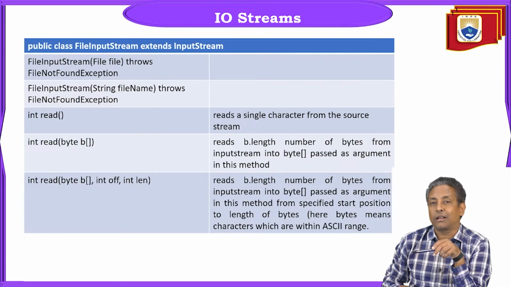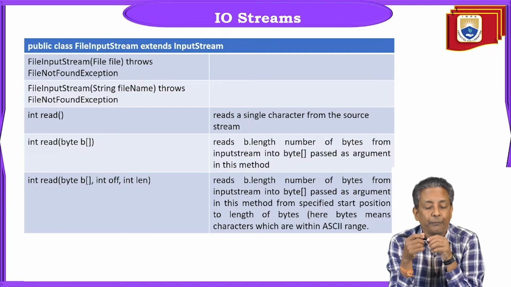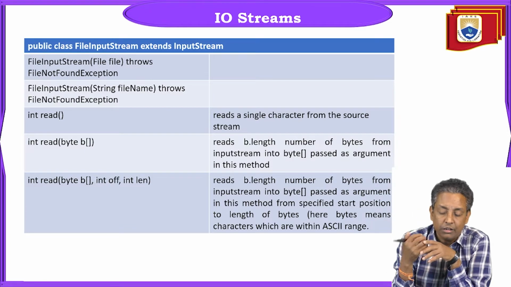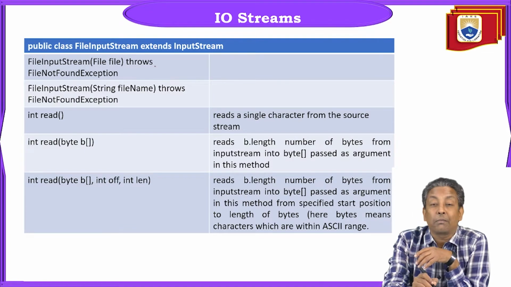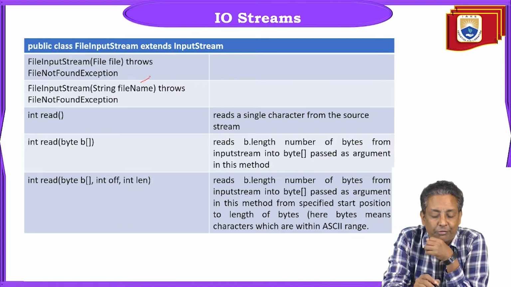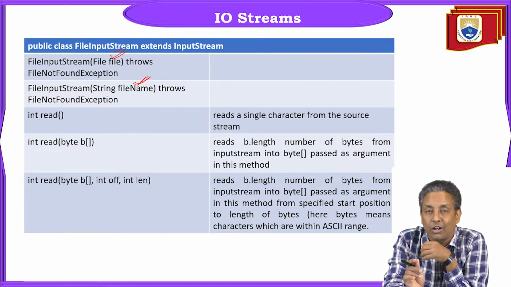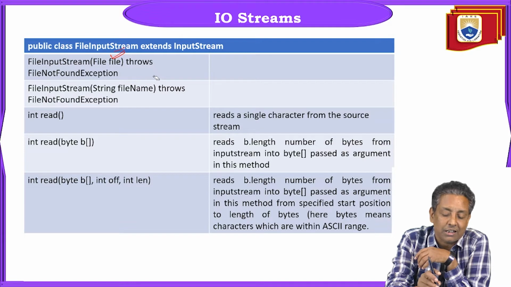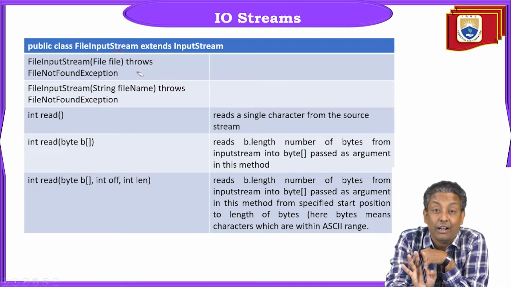Before going to the second example, I would like to show you the file input stream class API documentation. Tell me what parameters the file input stream class constructor takes. The file input stream class constructor can take a file object as argument or a file name as argument. It can take any one of the arguments. And the file input stream class constructor clearly reports file not found exception.